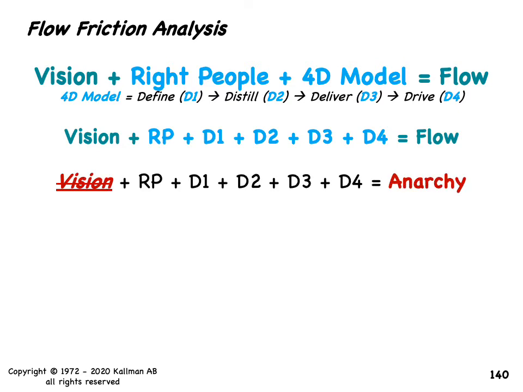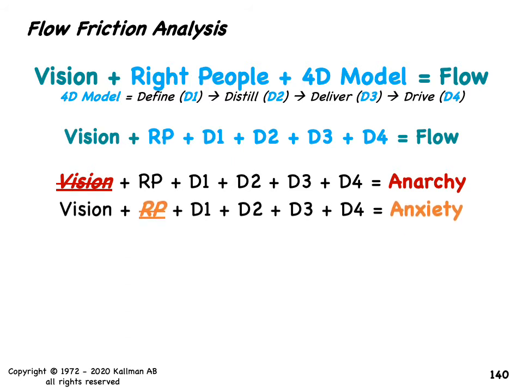If the vision is somehow either missing or fractured, you're going to get anarchy. If you have the wrong people on the team, you're going to see the team manifesting anxiety. Even the person on the team who may be the problem may be having anxiety because they know they're the wrong person for the project.